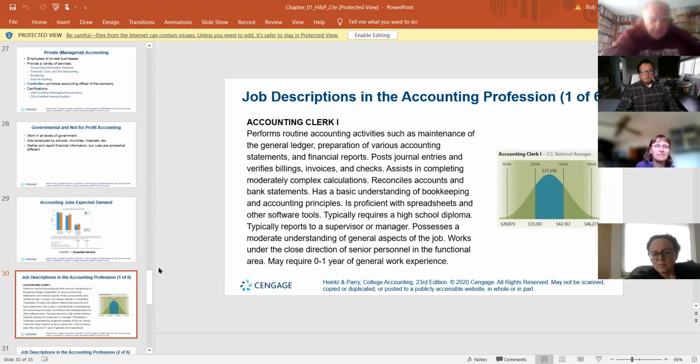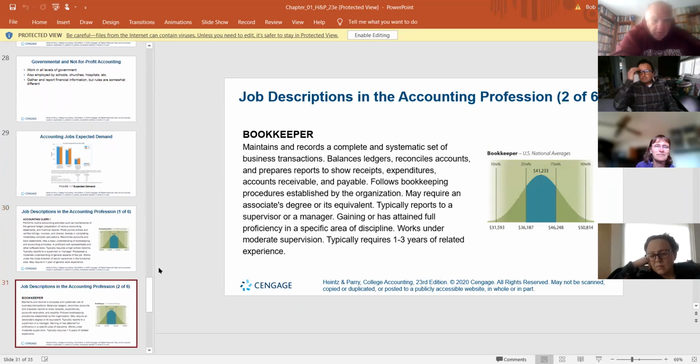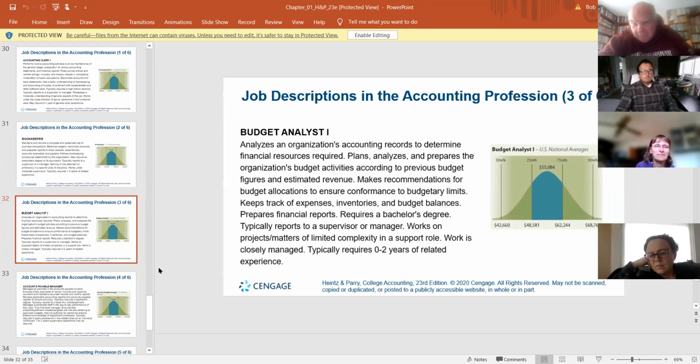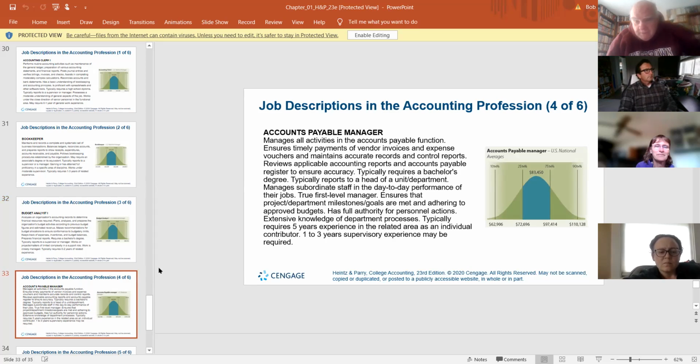That's not bad for an accounting clerk, considering there's no educational requirements. A bookkeeper, they're talking in the early 40s, low 40s for a bookkeeping job. A budget analyst, you can be expected to make about $56,000. And obviously these numbers are estimates, and they vary by different parts of the country. But budget analyst, that's a job I used to like to do, the budget work. Accounts payable manager, wow, $83,000.